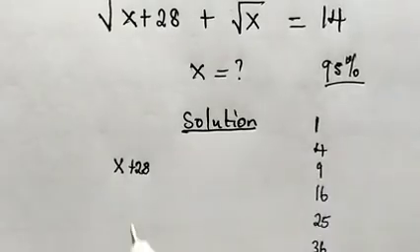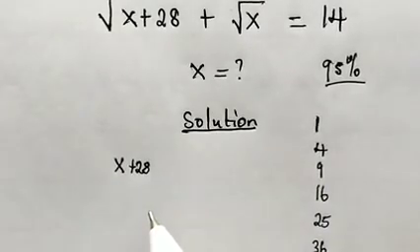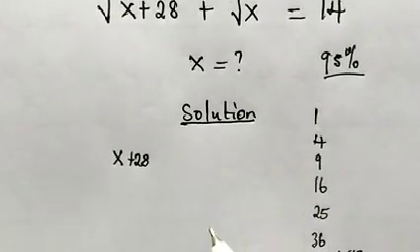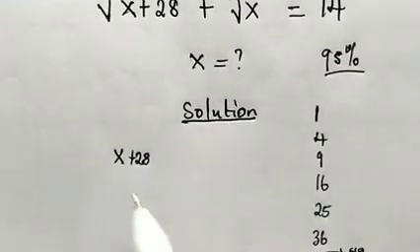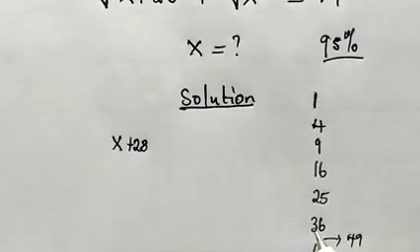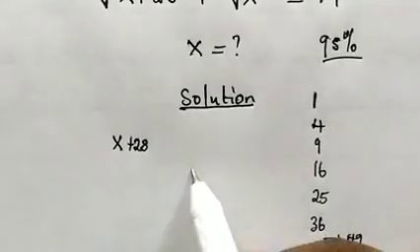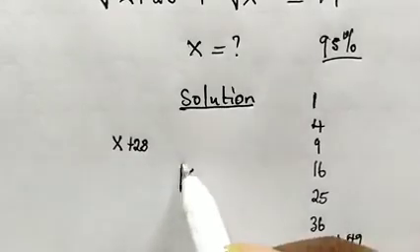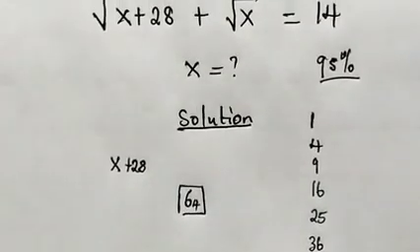When you use 9, you get 37, which is not a perfect square. You use 16, you get 44, which is not a perfect square. You use 25, you get 53, which is not a perfect square. You use 36, then you have 64, which is also a perfect square.